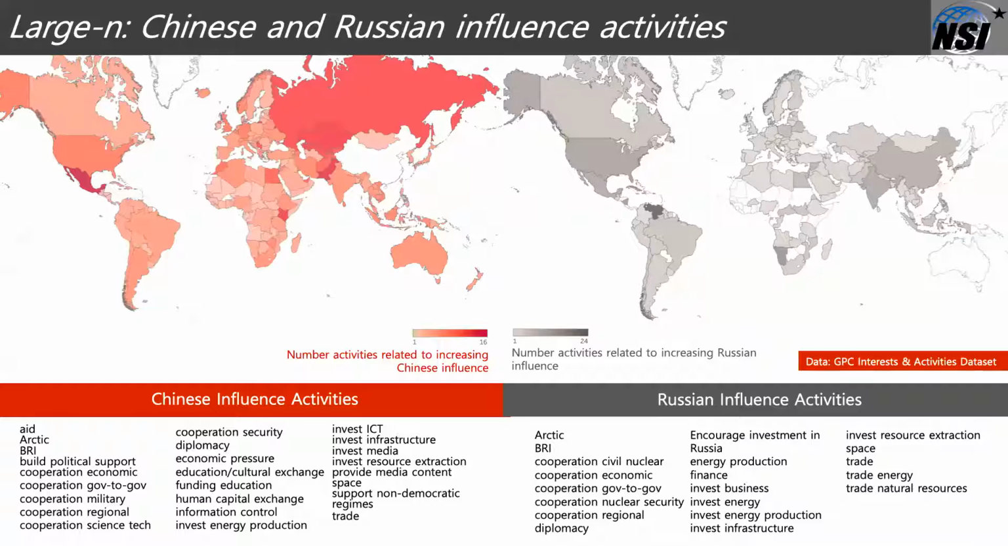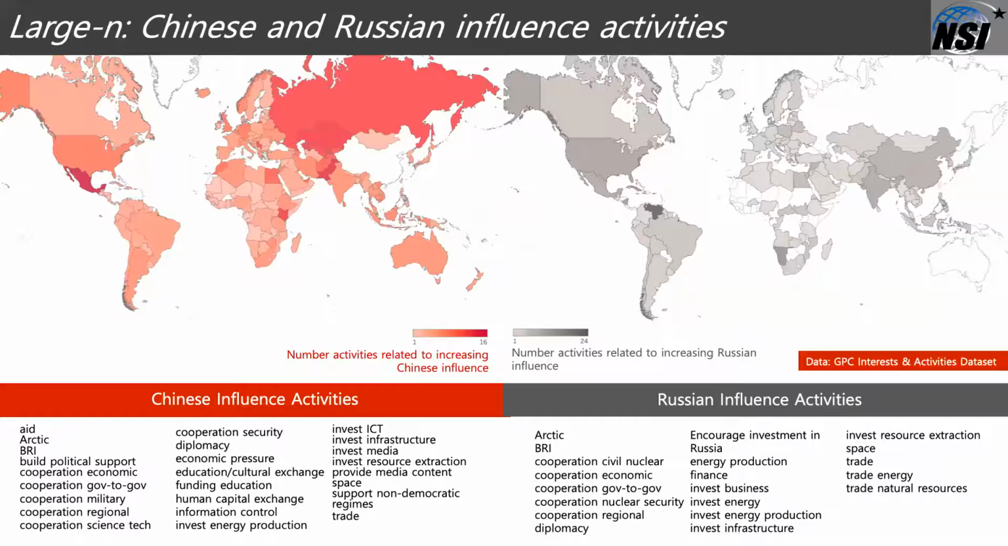So can a large N approach shed light on China and Russia's pursuit of their influence objectives more broadly? Returning to the GPC interests and activities dataset, we can extract those activities associated with influence building and map them to see what's going on globally. When we do, as you see here, it becomes clear that both China and Russia are engaged in a wide range of activities consistent with increasing their influence globally.